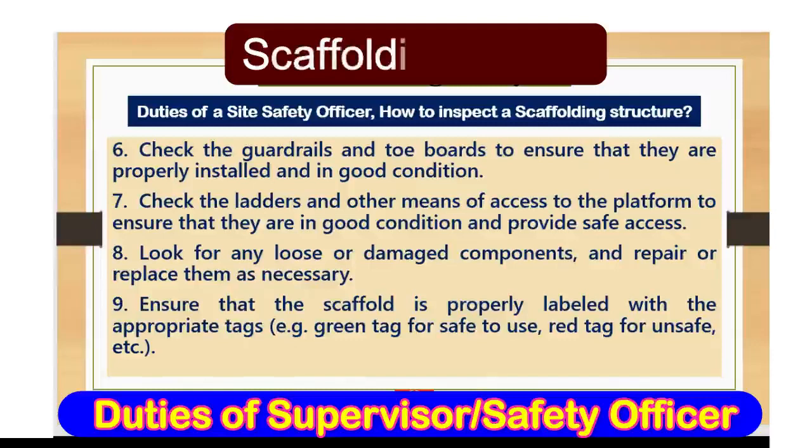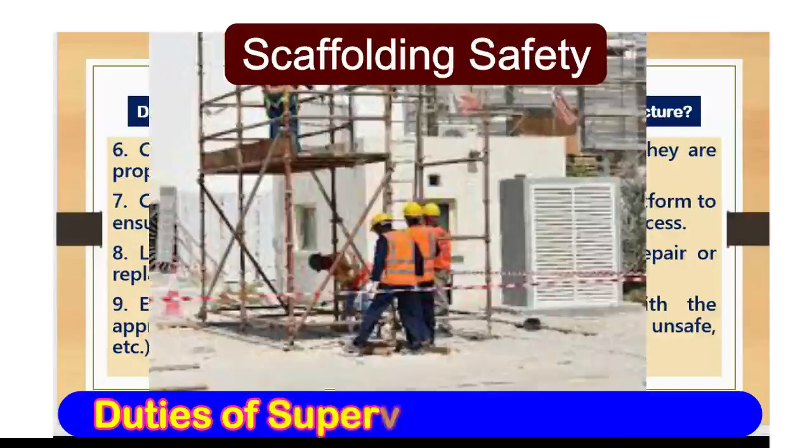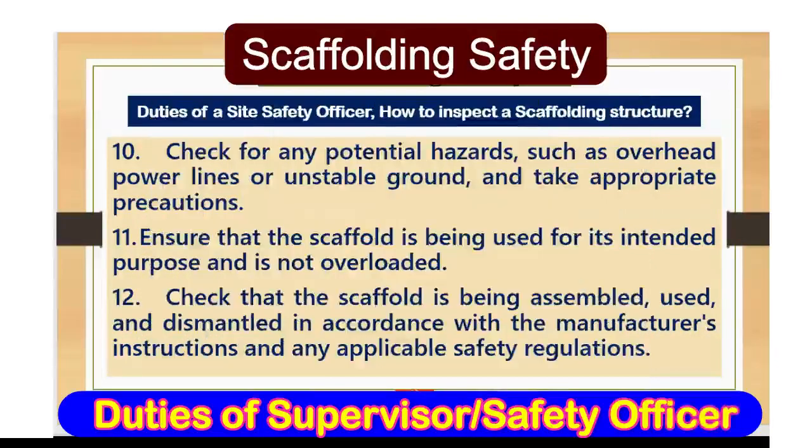Number eight, look for any loose or damaged components and repair or replace them as necessary. Number nine, ensure that the scaffold is properly labeled with the appropriate tags, scaff tags for example, green tags for safe to use, red tags for unsafe, etc. Number 10, check for any potential hazards such as overhead power lines or unstable ground and take appropriate precautions.